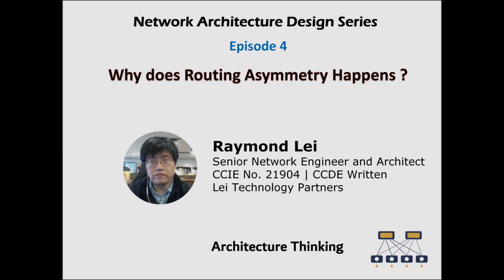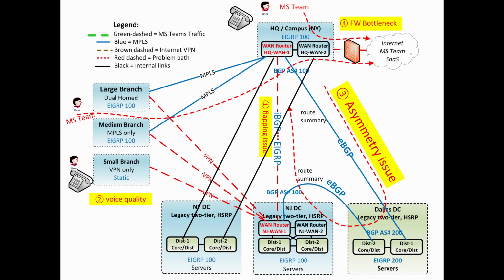Let us start with a quick recap. This network consists of a headquarters in New York, 3 data centers located in New Jersey, New York, and Dallas, along with many branch offices. The headquarters is being connected to the 3 data centers. Unlike the headquarters and New Jersey data center that have dedicated WAN edge routers, Dallas data center doesn't have dedicated WAN edge routers. Therefore, the WAN connections are directly attached to the distribution switches, DIST-1 and DIST-2, at Dallas data center. Historically, this enterprise network is called East and West.